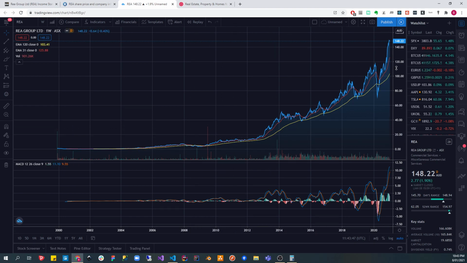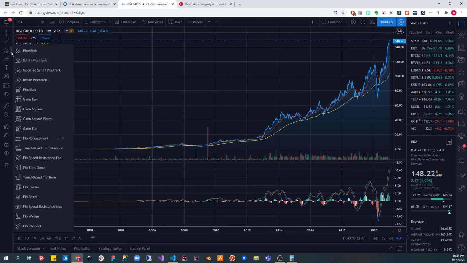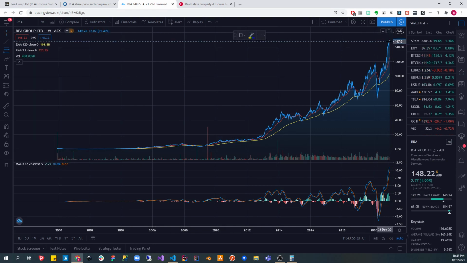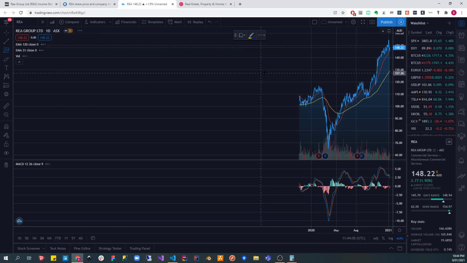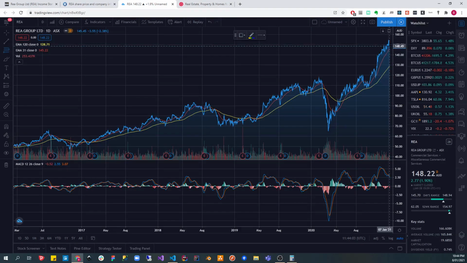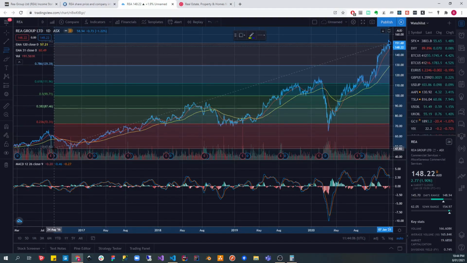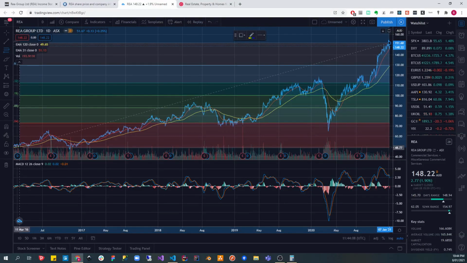Anyways, let me just quickly draw the Fibonacci retracement and have a look. Probably don't need it that much. I'm just going to reduce that to 1 day. Okay, so let's draw from here then. All right, so it broke out here and it went all the way up.